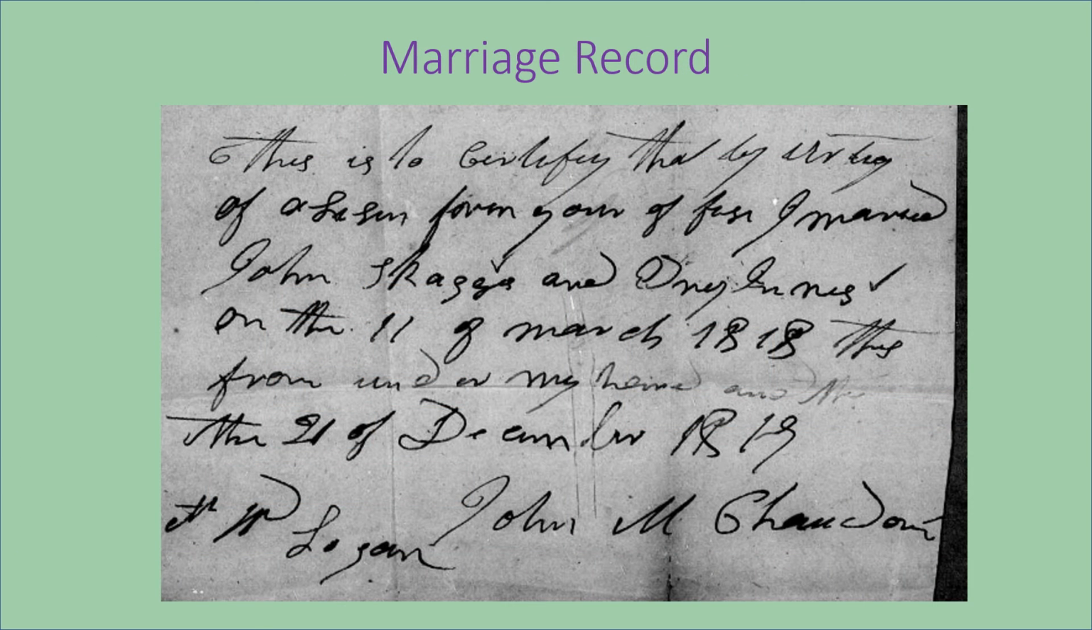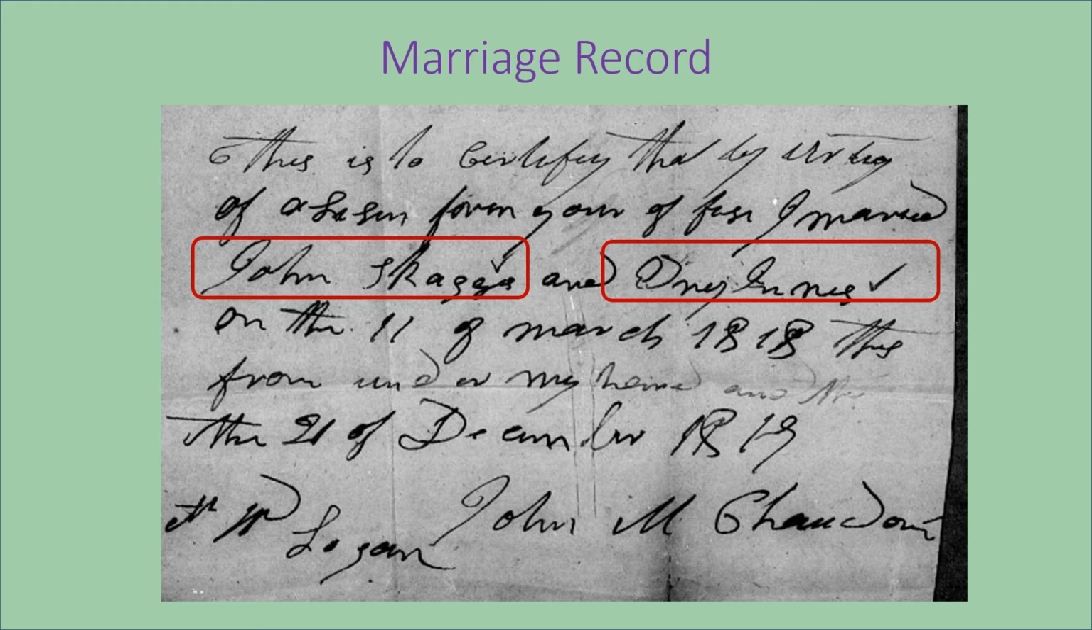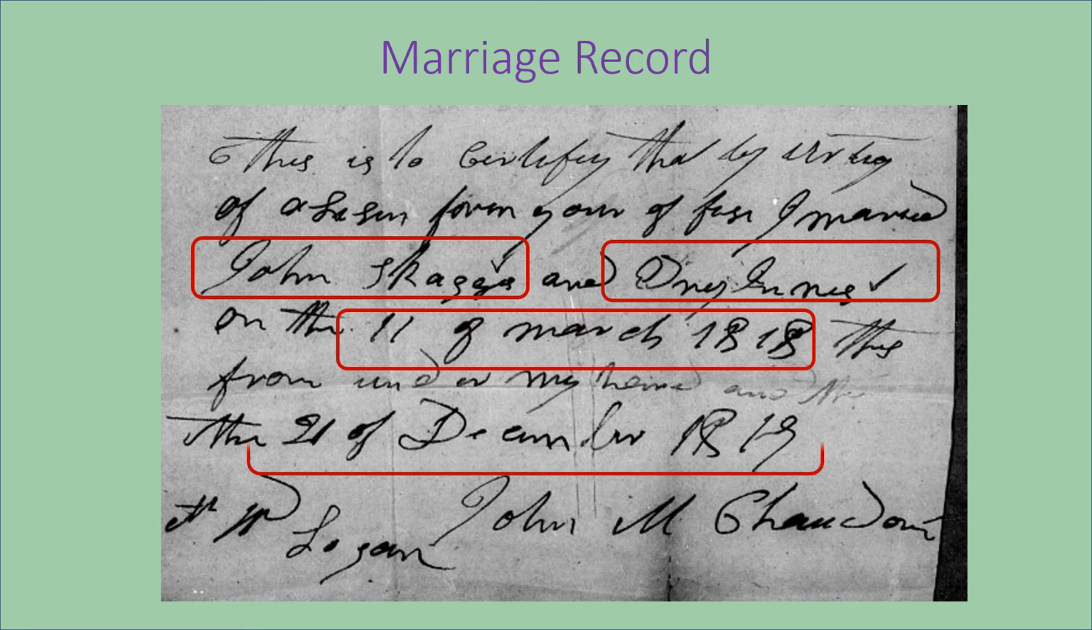This is a marriage record for one of my great-grandparents, John Skaggs and Edna Ennis. Kind of hard to read. They were married on the 11th of March, 1818. There is another date listed, the 21st of December, 1818. I think this is the date they returned the record to prove that they were married.